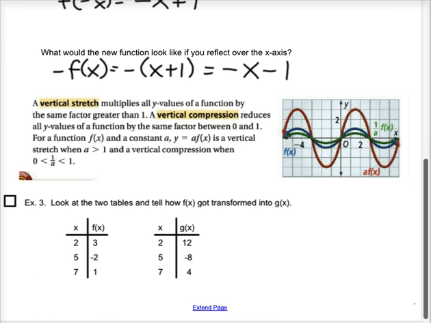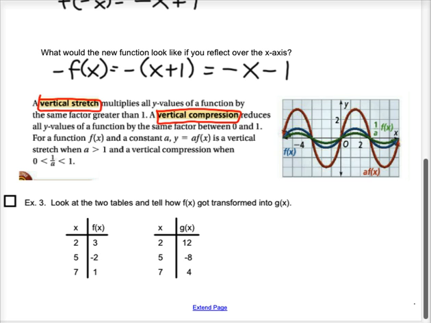Vertical stretch is going to be our next one. Now, stretch implies it's getting bigger. Vertical compression implies that it's getting smaller, okay? So if we're thinking stretches, a vertical stretch means you're multiplying by something greater than 1. Vertical compression means you're going to be multiplying by a fraction. It's going to be getting smaller or shorter, okay?